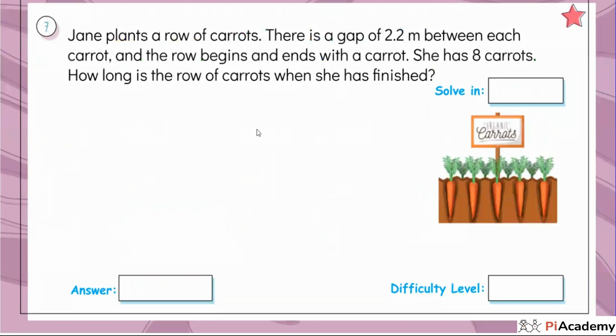Yeah, everyone, please do this question. And who is going to read this question? Diksha, can you please read this question? Other members, please keep mute. Jane plants a row of carrots. There is a gap of 2.2 meters between each carrot, and the row begins and ends with a carrot. She has 8 carrots. How long is the row of carrots when she has finished? Okay, thank you, Diksha.